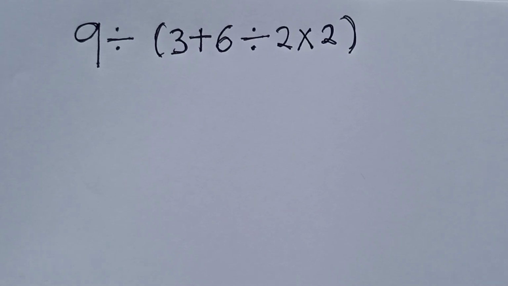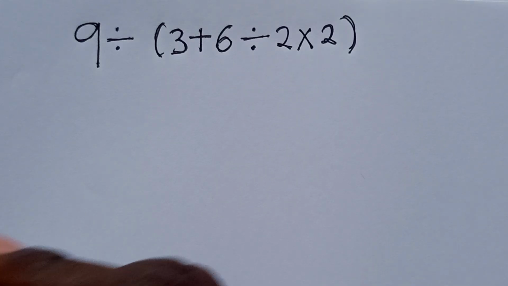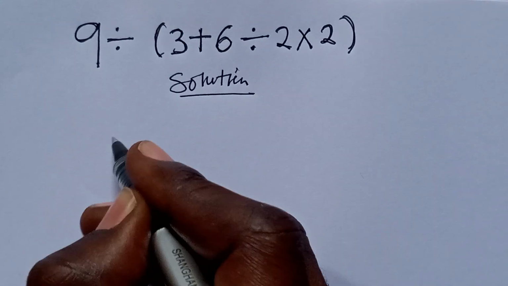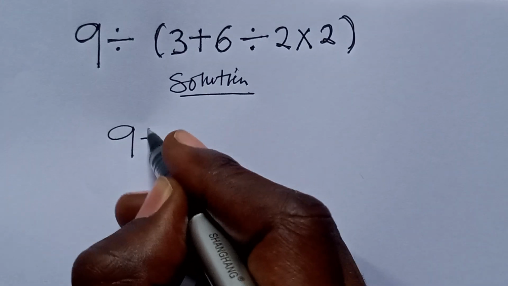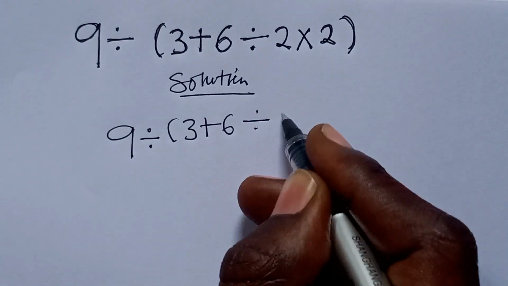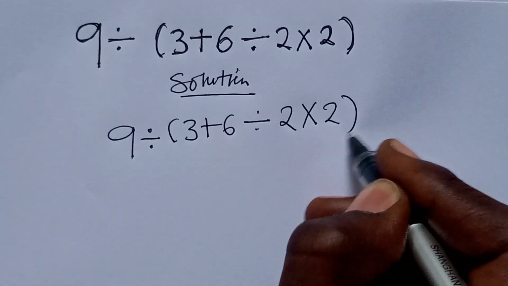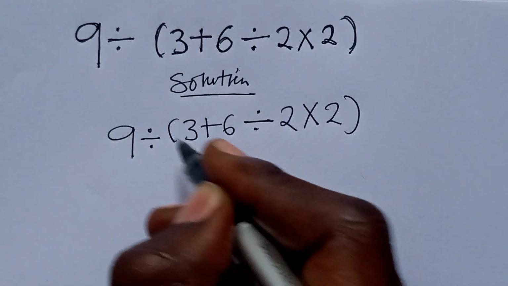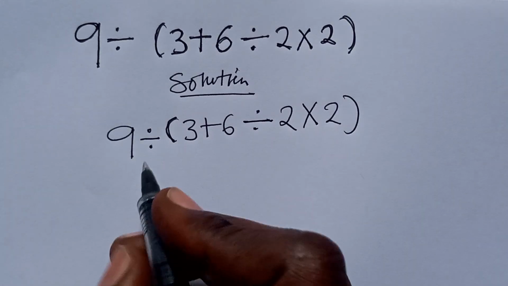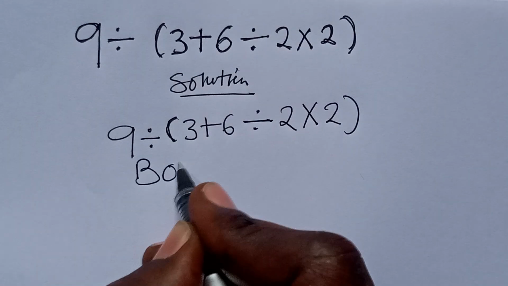Friends, today we are going to be solving this and mastering this simple principle that you need to know. Solution: we have 9 divided by 3 plus 6 divided by 2 times 2. So we are writing our equation, so this is what we have. But remember, when you see this type of equation, you must abide by the order of operation.